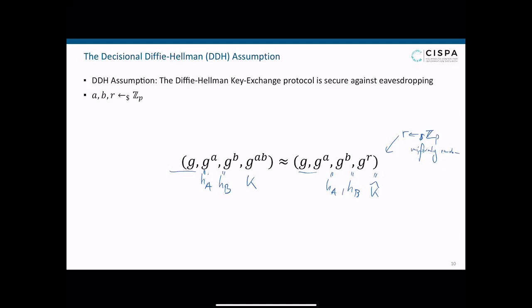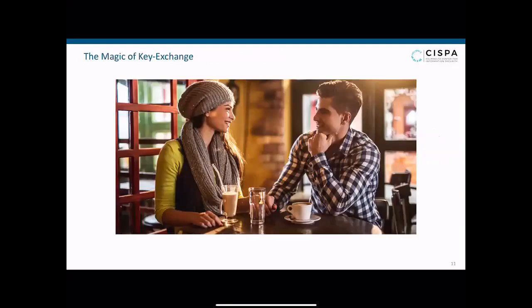Now, of course, oftentimes when we write this assumption, we just leave this G away. So this is the nice and compact way to write the decisional Diffie-Hellman assumption. G to the A, G to the B, G to the AB, which is the key that results from this transcript, is computationally indistinguishable from G to the A, G to the B, and G to the R, where G to the R is a fresh random key.